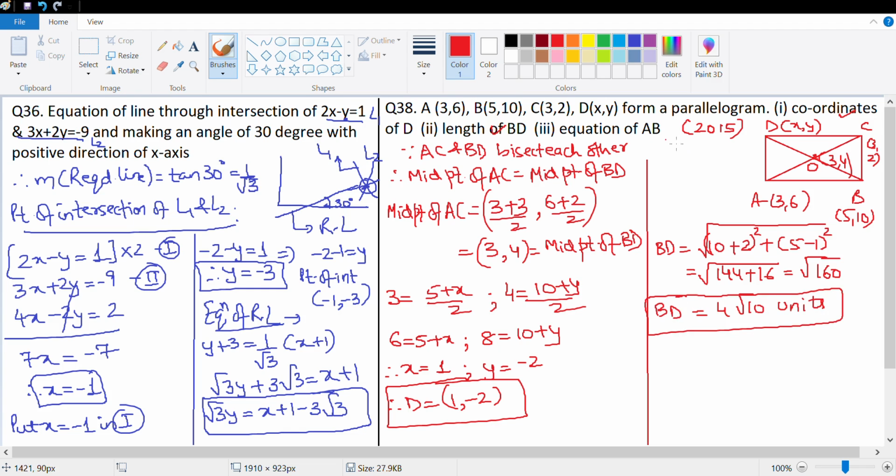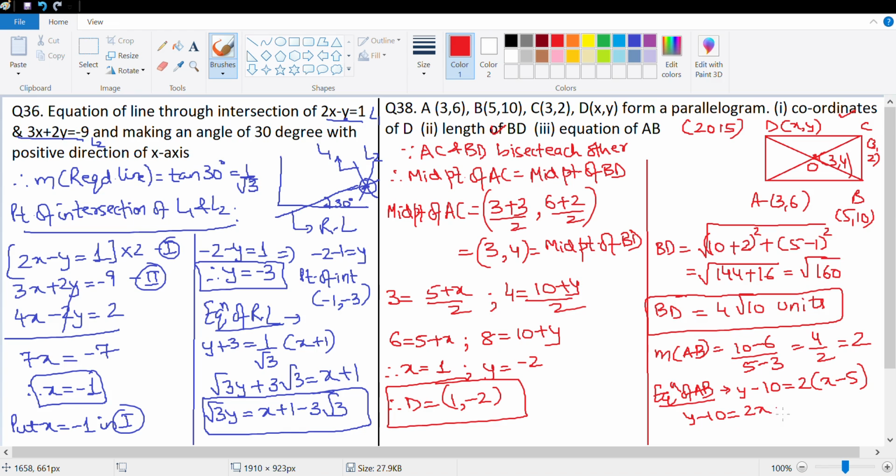Done. And the equation of AB. This is simple. We just need to calculate the slope of AB first. The slope of AB would be y2 minus y1 over x2 minus x1. That's 10 minus 6 upon 5 minus 3, which is 4 upon 2, which is 2. So the equation of AB would be y minus y1. In this case, y minus 10 is equal to 2 times x minus 5. y minus 10 is equal to 2x minus 10, which means negative 10 and negative 10 get cancelled. So y is equal to 2x. That's the equation of AB.